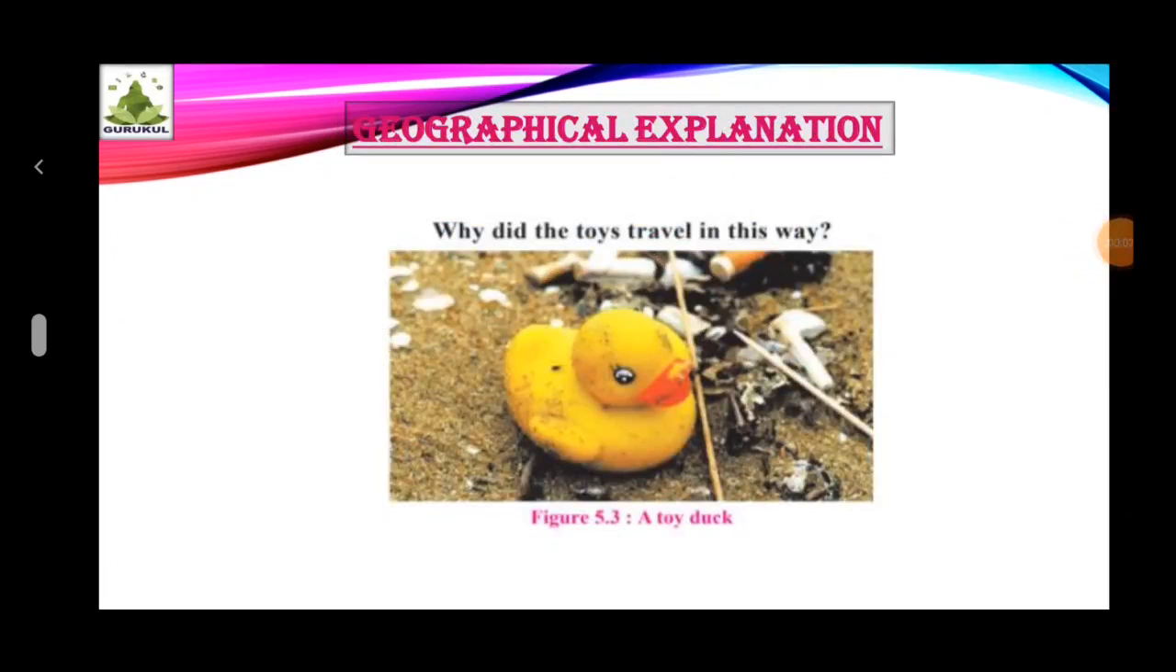Very good morning, students. In our previous video, we discussed a small try-this form of activity, ocean currents, its formation, direction and velocity. Here we are going to discuss why the toys travelled in this way, based on figure 5.2, a map which shows us the distribution of toys in the ocean, and figure 5.3, a toy duck. Textbook page number 30.